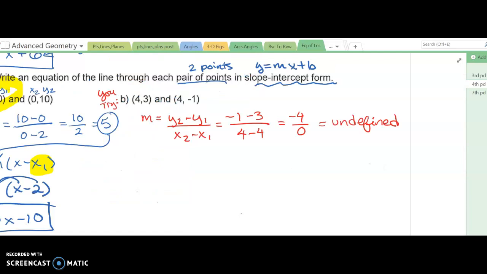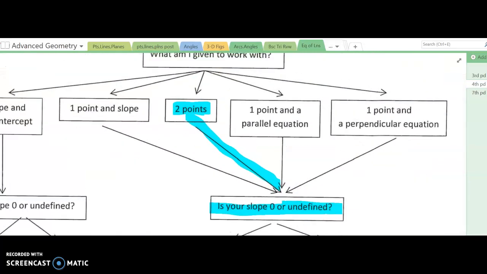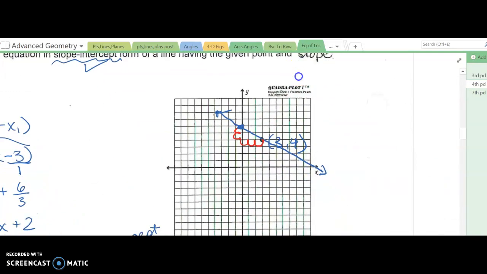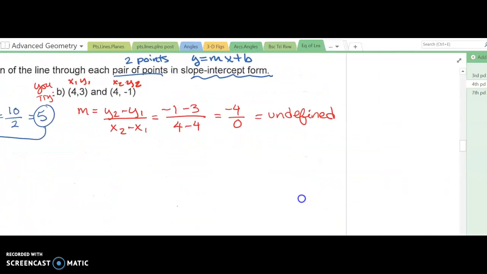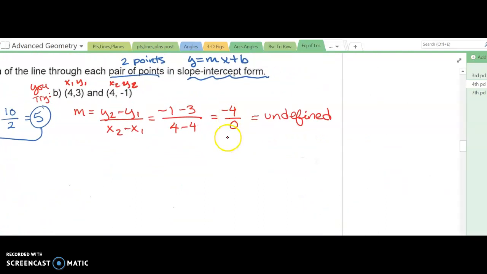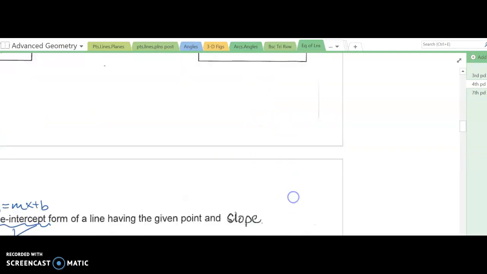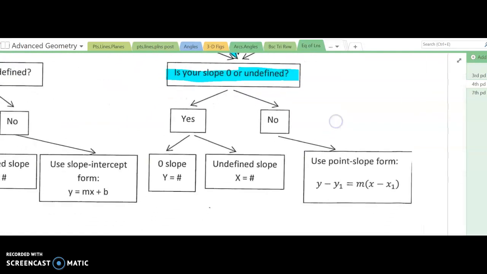Okay, so just like before, I started off trying to find my slope because just like before, I went to the flow chart. I had 2 points given to me, and it asked if my slope was 0 or undefined. And when I went to find my slope, it was indeed negative 4 over 0. And we know if 0 is on the bottom of a fraction, that is what we call undefined. So let me go back to my flow chart and see what happens if it's undefined.